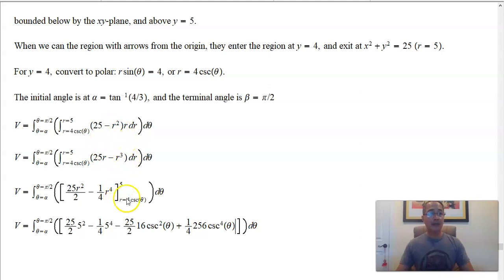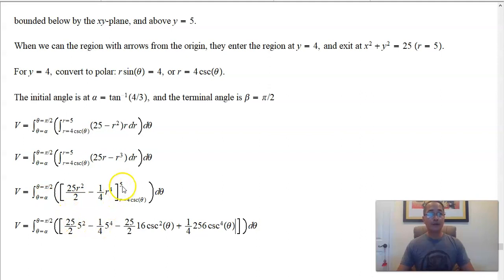But this time keep it inside the theta integral, because when we take the antiderivative, 25r squared over 2, and then you have r to the 4 over 4, minus, we are going to plug in the lower limit and the upper limit, and there's a theta in there. So this is no longer a constant that you can take out. Part of it is a constant.